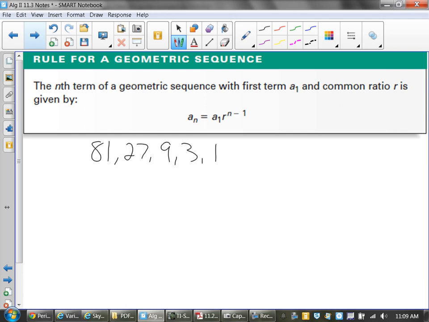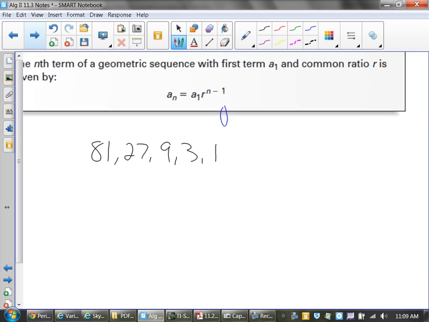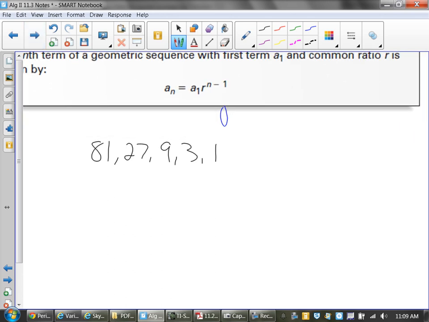You will see parentheses written around the r value as we go forward here, and that way you don't have to simplify things. And when we do a couple, you'll see that. Okay? So your nth term rule.